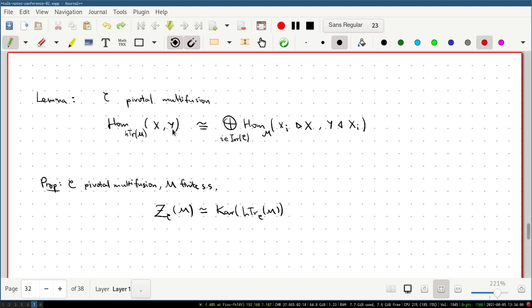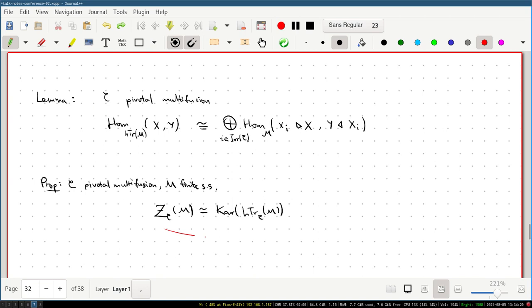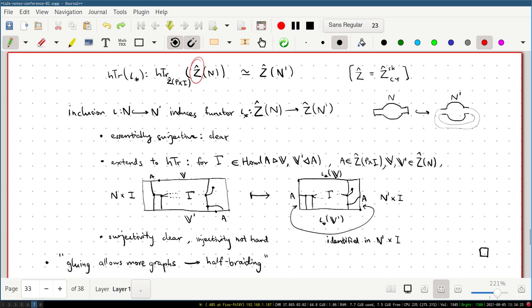One useful lemma here is that this morphism space is actually not that big. So when C is pivotal multifusion, we just have to consider simple objects. And as a sketch of how, knowing this, we just have to deal with the horizontal trace and the version of the skein categories before the Kirby theorem.